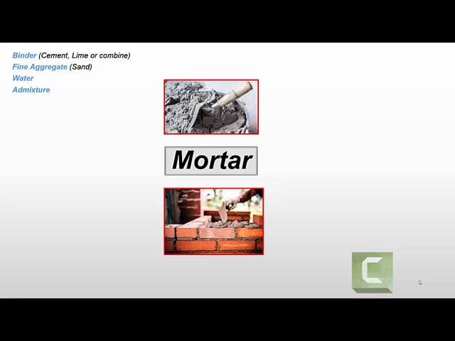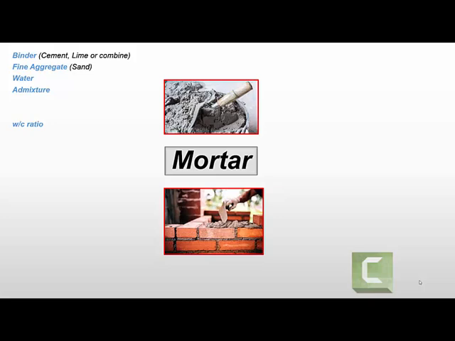Now, let's discuss the factors which affect the strength and durability of mortar. First of all, water cement ratio. The typical water cement ratio used is 0.5 to 0.7. The water cement ratio is inversely proportional to mortar strength. If the water cement ratio goes higher, the strength will be less, and vice versa.